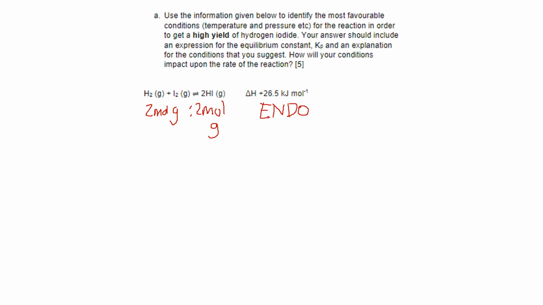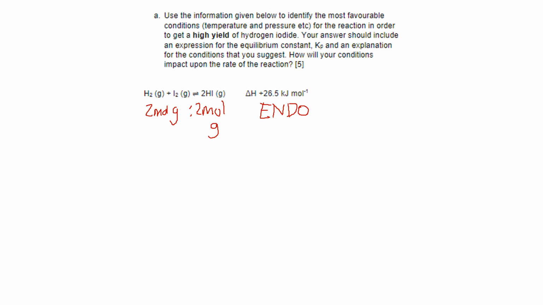And the question says, use the information given below to identify the most favourable conditions, temperature and pressure for the reaction in order to get a high yield of hydrogen iodide. Your answer should include an expression for the equilibrium constant Kp and an explanation for the conditions that you suggest. How will your conditions impact upon the rate of the reaction?